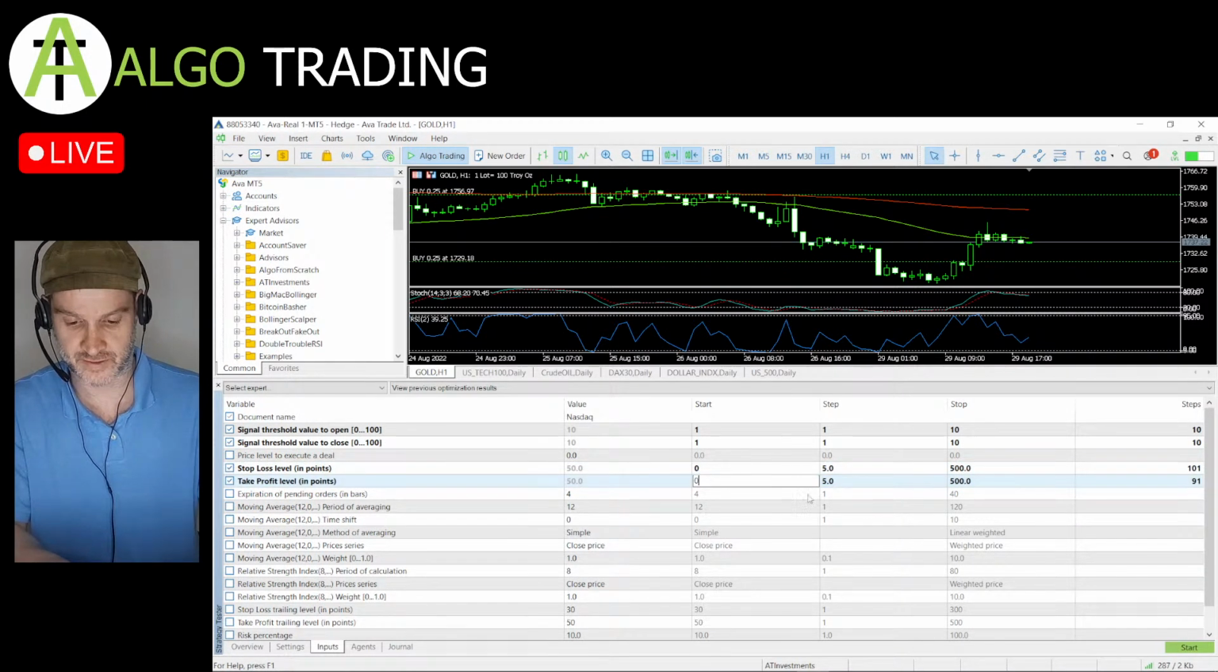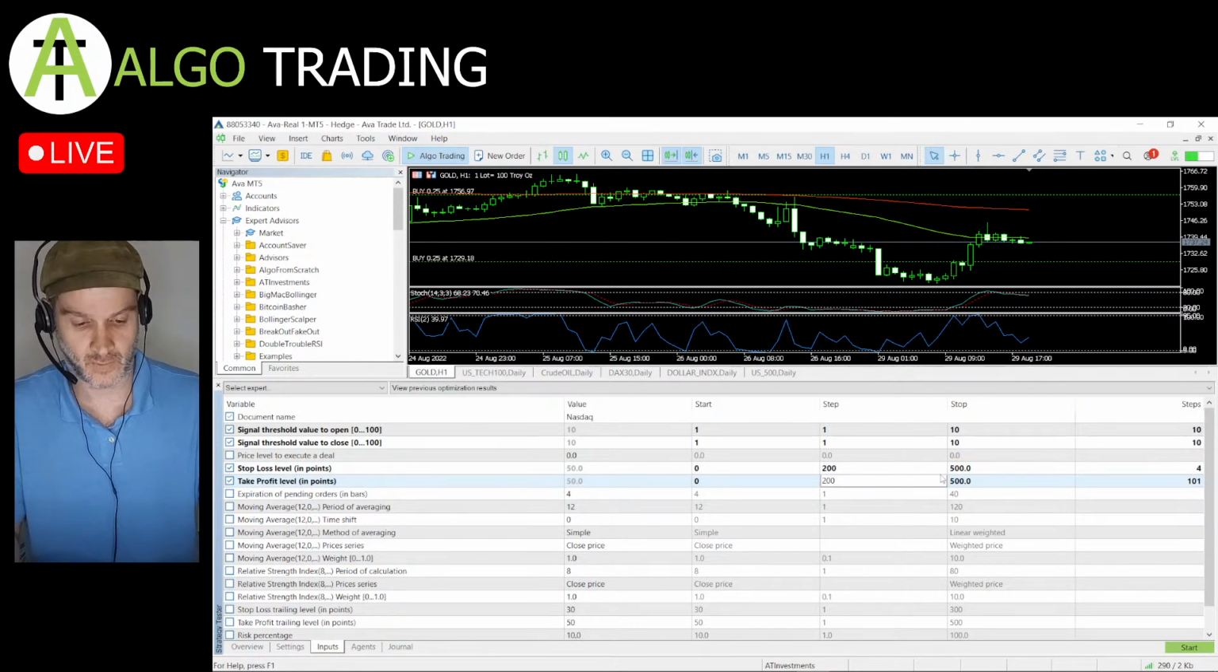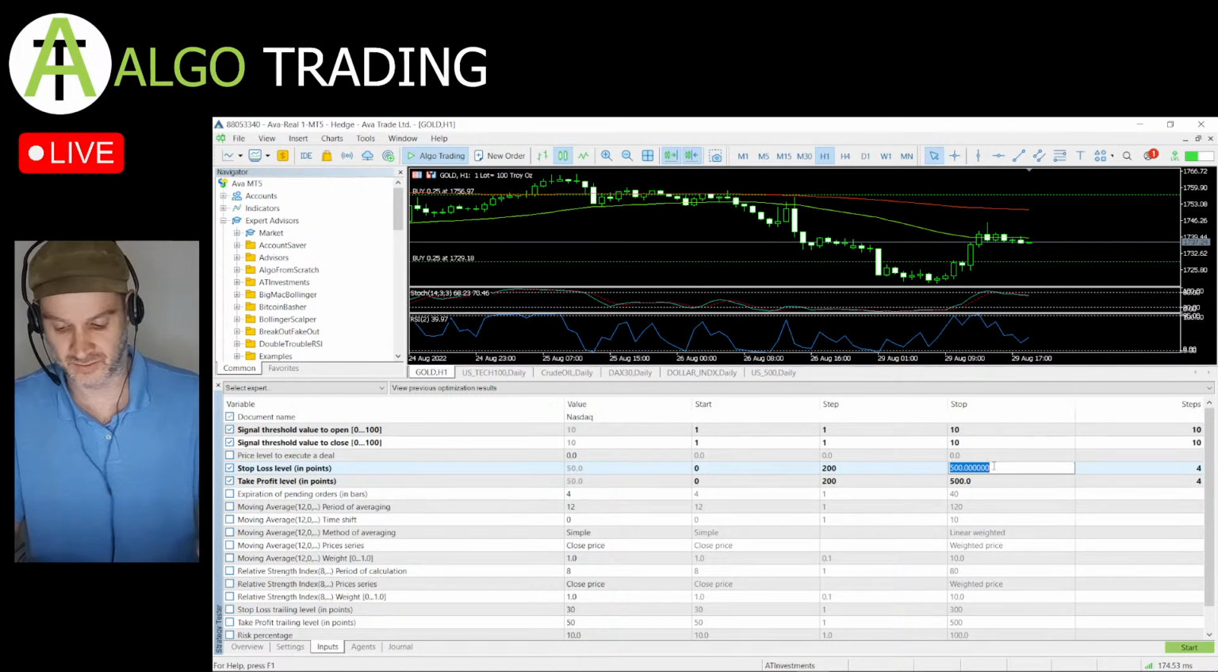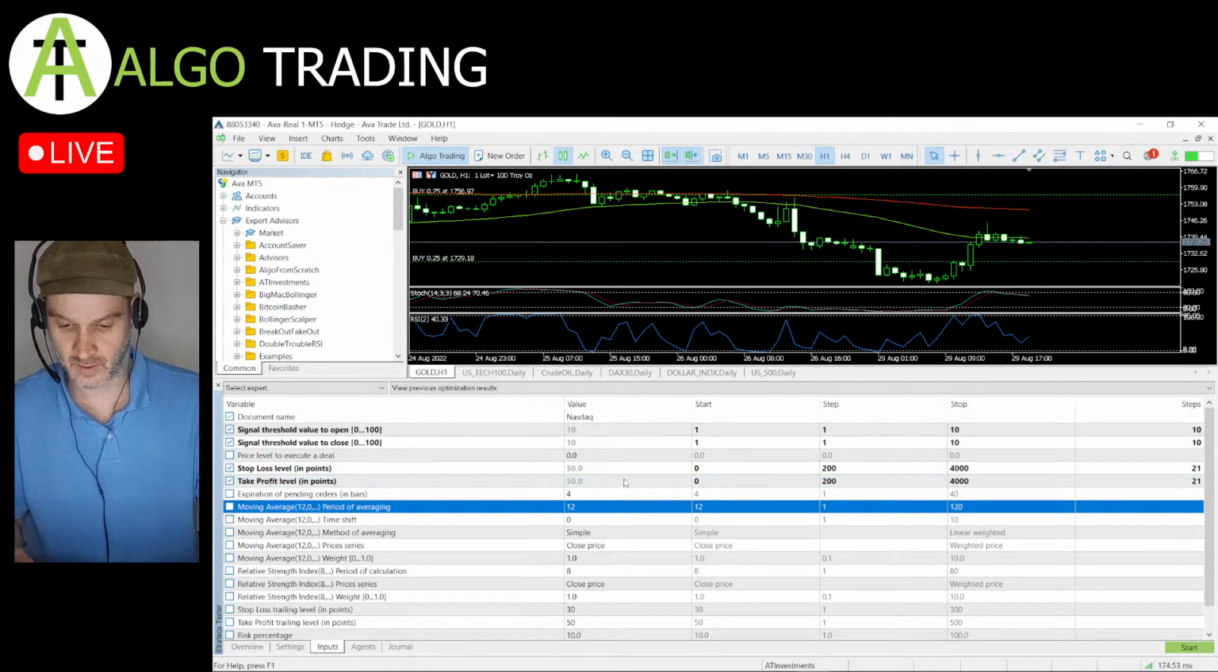Let's try our stop loss and take profit. We're going to start at 0, so we don't want a stop loss and take profit. Go up in steps of 200, as we saw, and let's go to 4,000. We'll leave that as is.